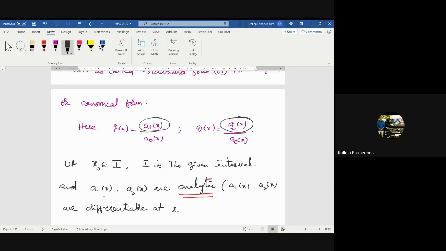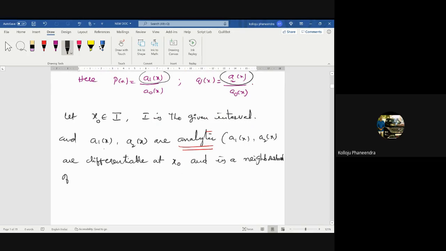They are differentiable at x naught and in a neighborhood of x naught. That is the meaning of analytic function. a1x and a2x are both differentiable functions at x naught, and not only at x naught, in a small neighborhood also these functions are differentiable. Analytic means at a point the functions are differentiable, as well as in the small neighborhood of the point. That is the meaning of analytic.